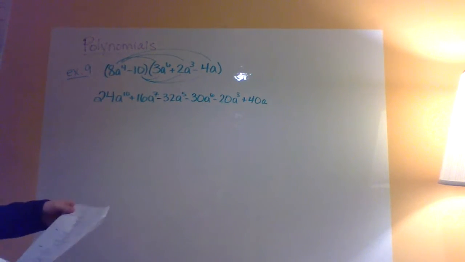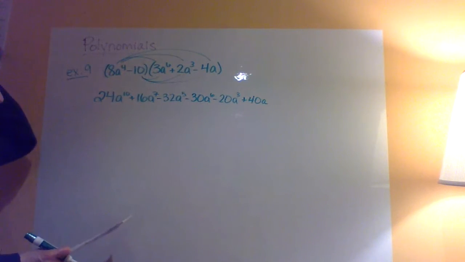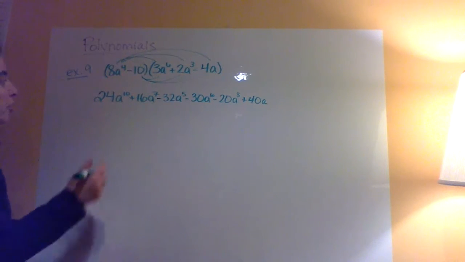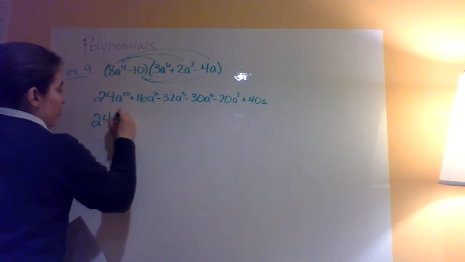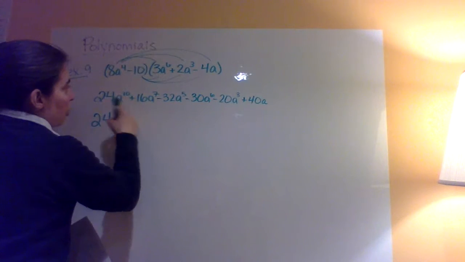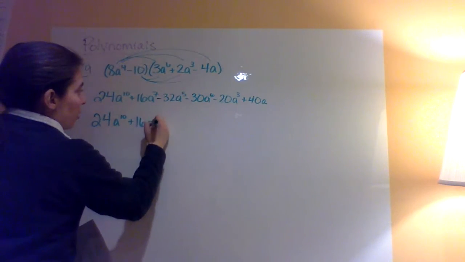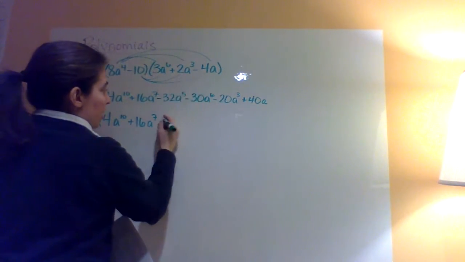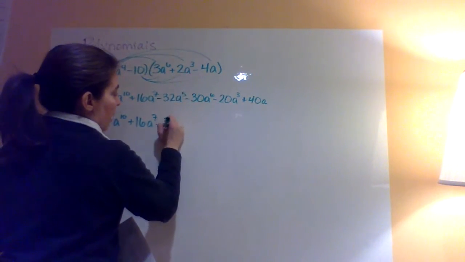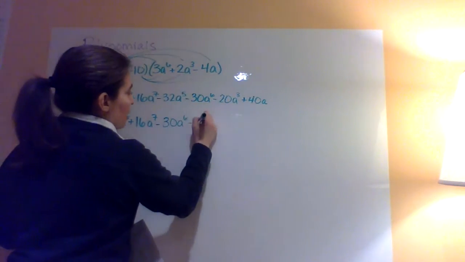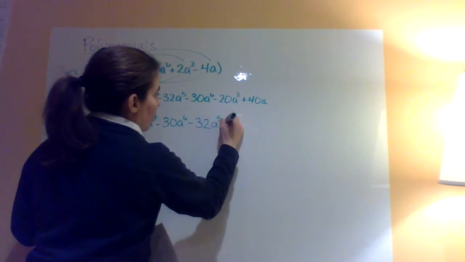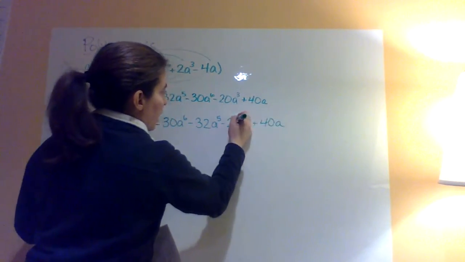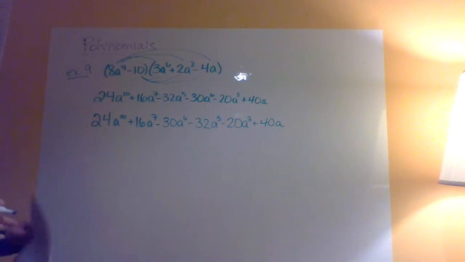Okay, so now when I look at this, I actually don't have anything that I can combine. They're all different exponents. The only thing I would want to do is rewrite it in standard form. So I have a to the 10th, then a to the 7th, then I'm going to swap these two, right? So I am going down in order of exponents, so minus 30a to the 6th, minus 32a to the 5th, minus 20a to the 3rd, plus 40a. So that's going to be my final answer.